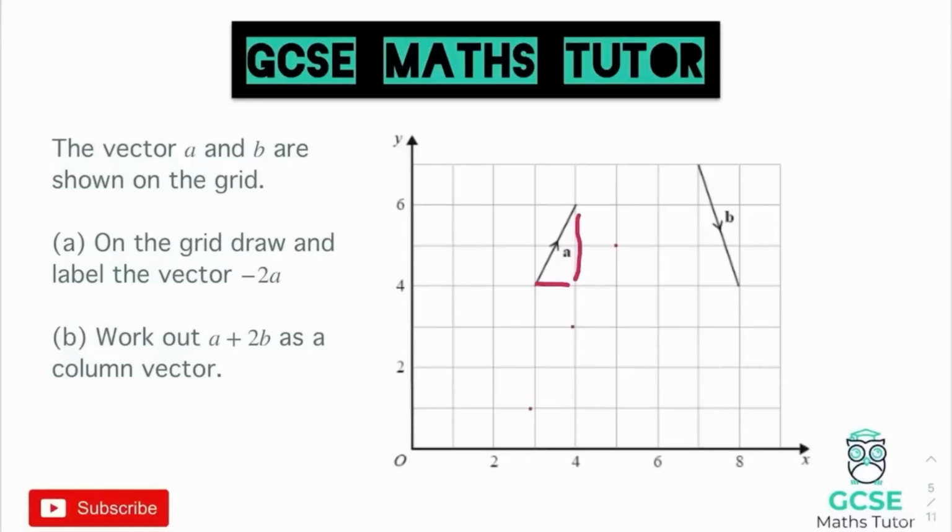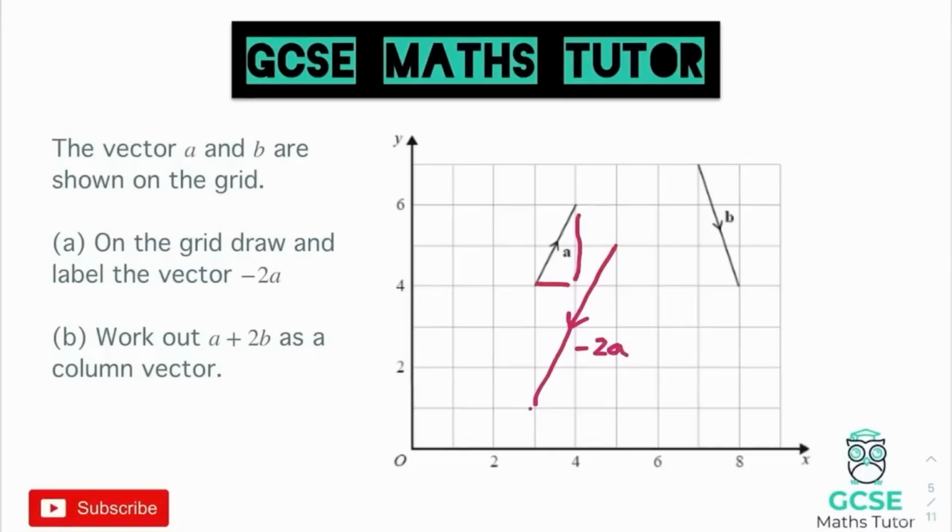Okay, so let's rub that out. So in terms of actually drawing the line in, that would be the vector 2A, double the distance of A and following that same pattern across 1 up 2. The fact that we're doing minus 2A just means we need to point the arrow in the opposite direction. So there we go, we can label that. That would be the vector minus 2A. And there we go, there's part A done for that one.